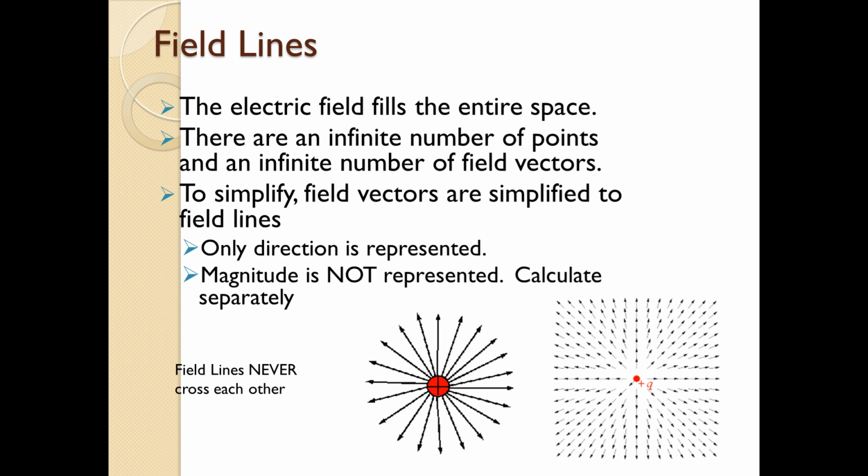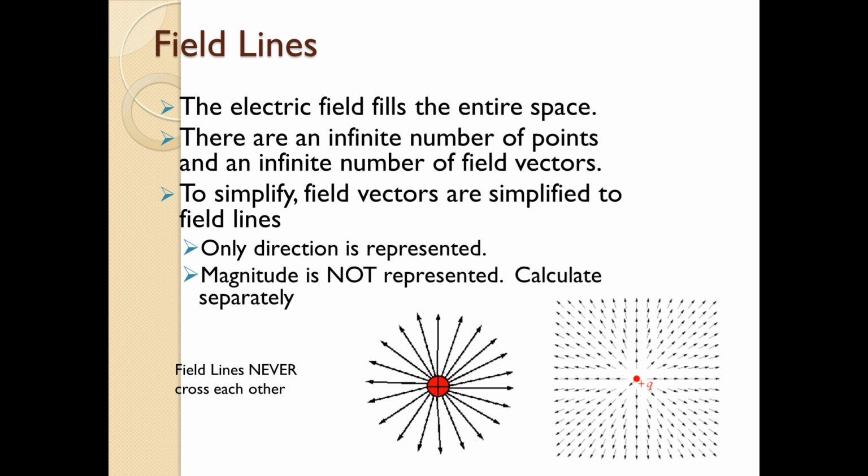In drawing the electric field, it fills the entire space. These pictures are way overdone. We're never going to need that many. In general, I would only need about 6 vector arrows to get a sense of what's going on. These field vectors pretty much only show direction. Magnitude is very difficult to show, and we'll calculate that separately. But direction alone is an important aspect.